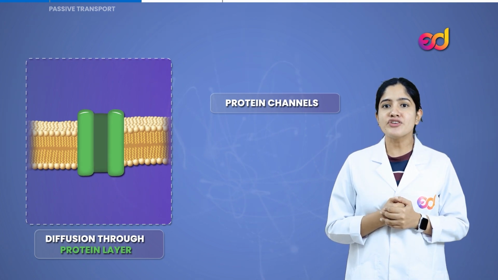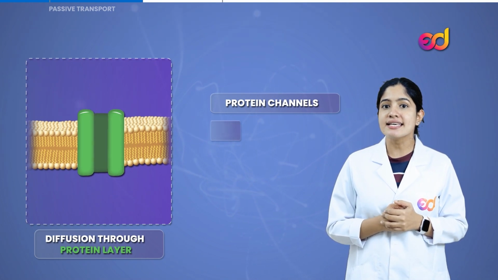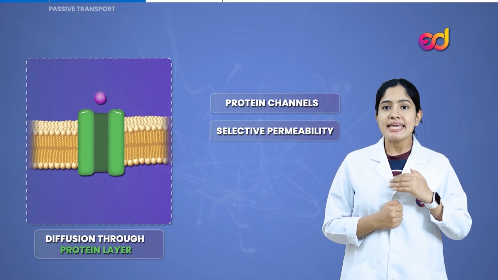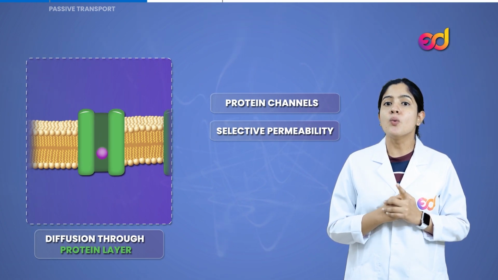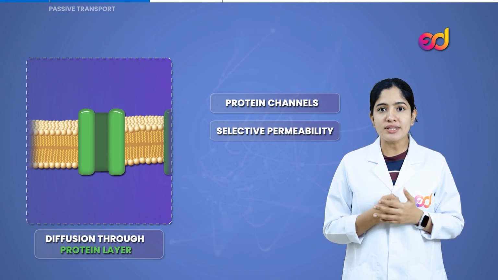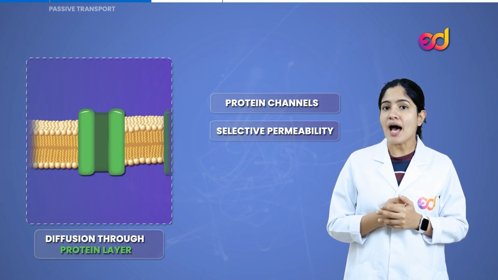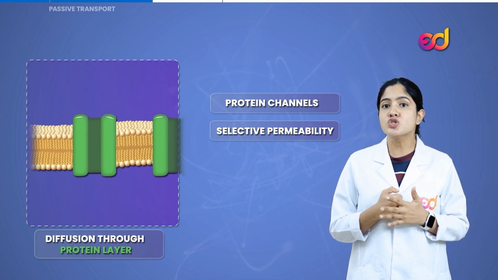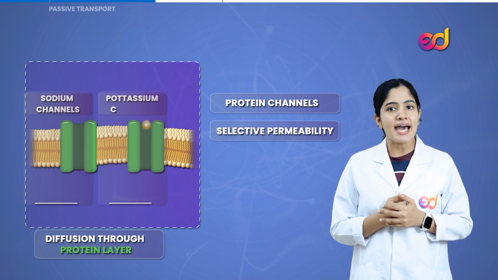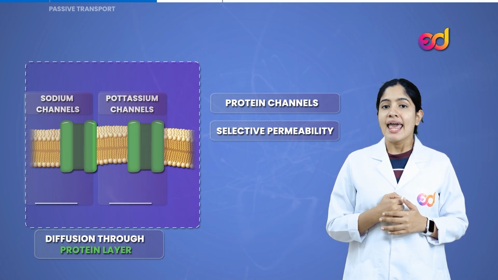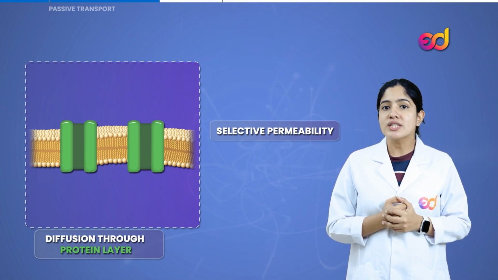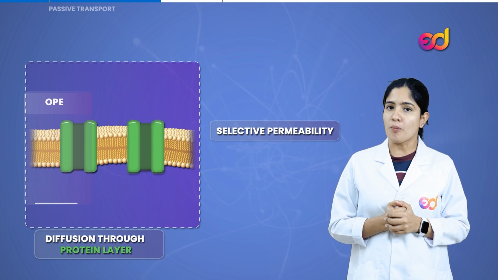A characteristic feature of the protein channels is selective permeability. That is, each channel can permit only one type of ion to pass through it. And according to that, the channels are named after the ions which diffuse through these channels, such as sodium channels, potassium channels, etc. Another peculiar characteristic is that some of these protein channels are continuously open.